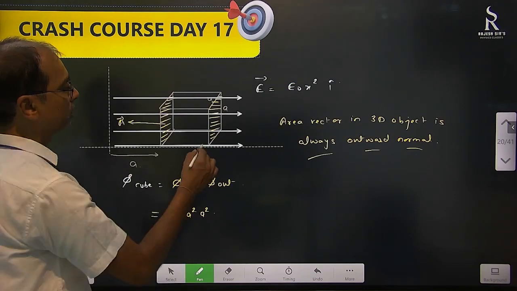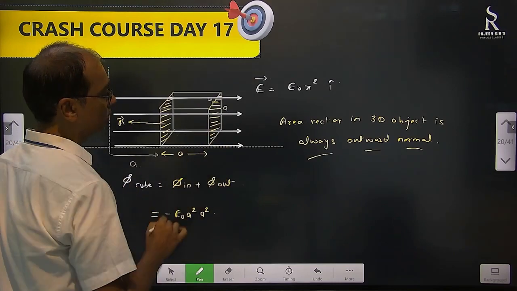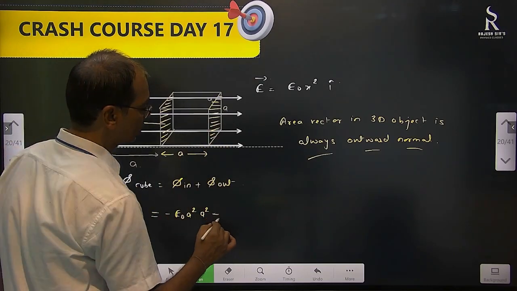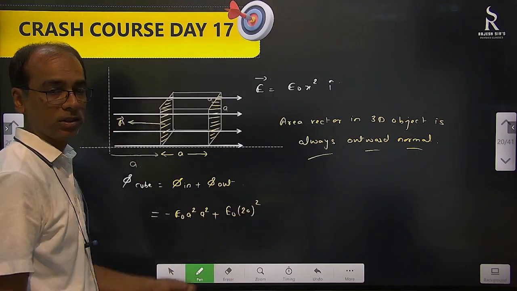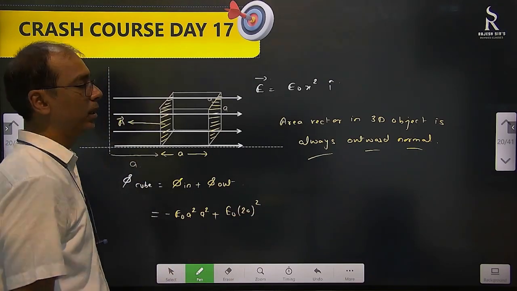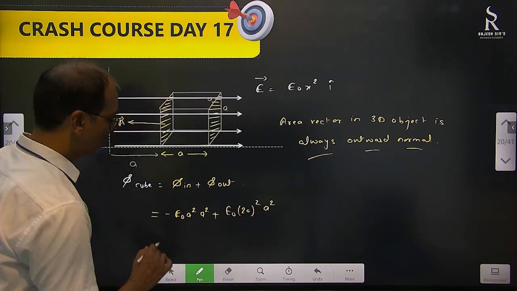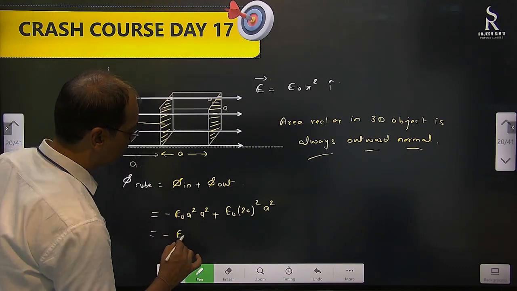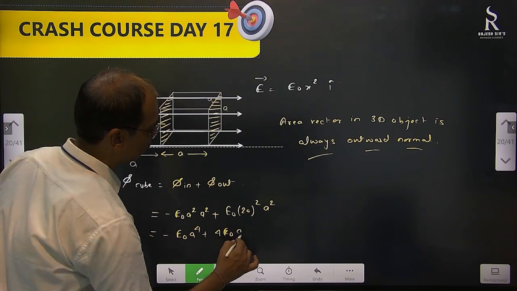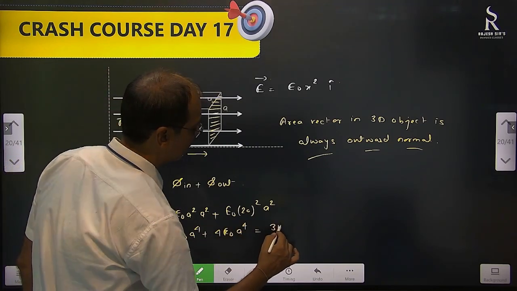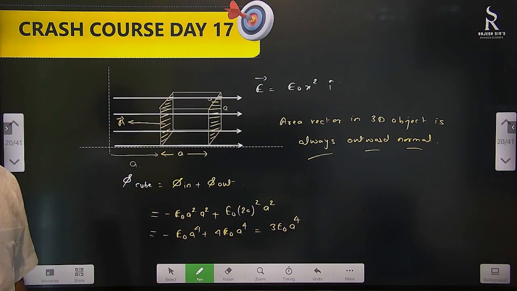Okay, so now this is also A. So here it is also A, that means the electric field value is different here. E naught into 2A whole square. This is the electric field value, into area. What is area? A square only. And this time it's positive. So what is the answer? This is minus E naught A to the power 4, whereas this is 4 E naught A to the power 4. Our answer is 3 E naught A to the power 4.